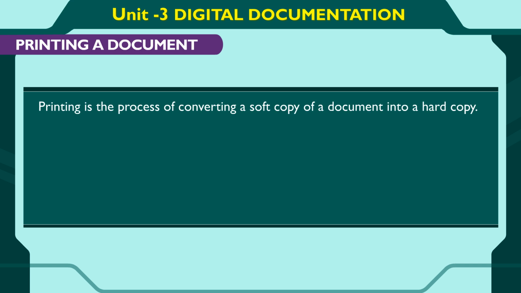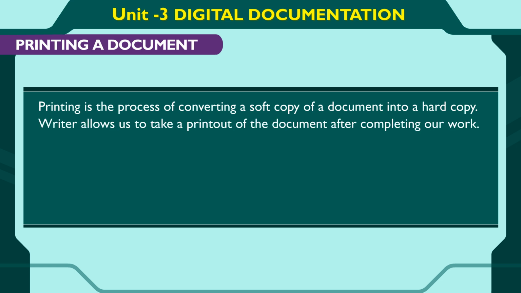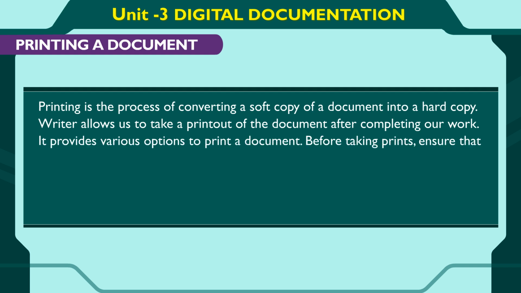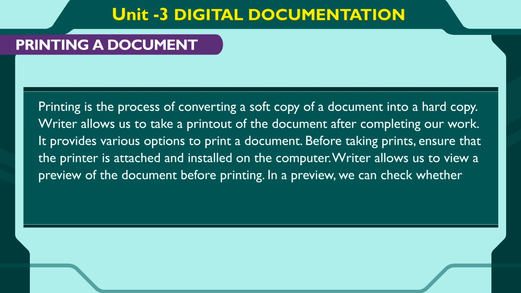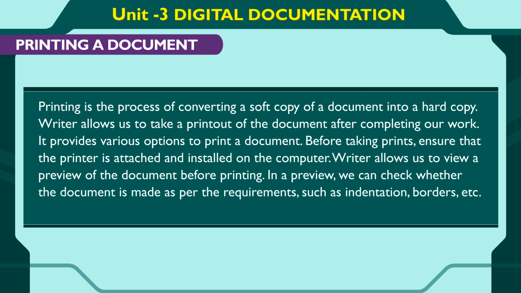Printing a document. Printing is the process of converting a soft copy of a document into a hard copy. Writer allows us to take a printout of the document after completing our work. It provides various options to print a document. Before taking prints, ensure that the printer is attached and installed on the computer. Writer allows us to view a preview of the document before printing. In a preview, we can check whether the document is made as per the requirements, such as indentation, borders, etc.